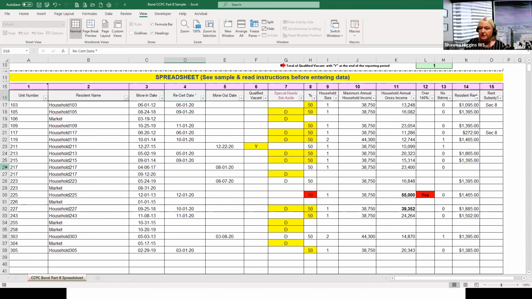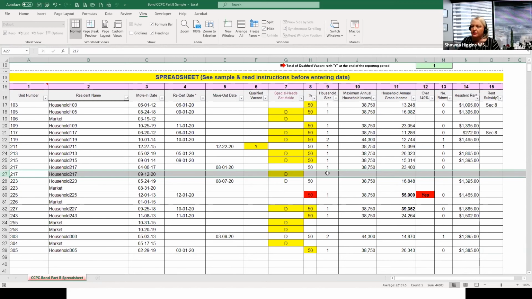But when you look up here at 217, this household moved out on 8/1/2020. And someone moved in on 9/12/20. But as you can see over here, none of this information is filled out. So that tells me it's a market unit, but it meets the disabled set aside. So they're using this unit as a disabled set aside. So in that case, we would want their name to be put here, because when you send us in the disabled set aside, we're going to want to match up the name and the unit number. Okay.